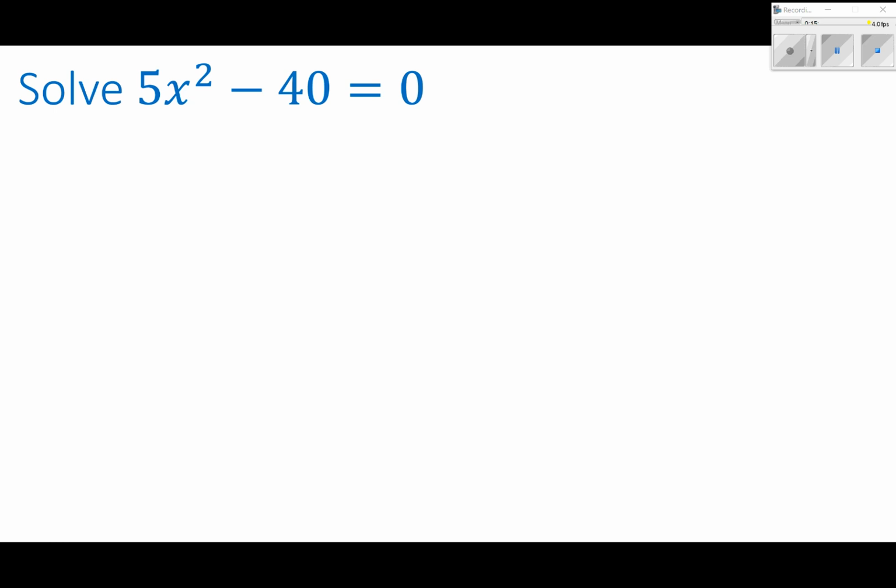Okay, last one. So solve this. So now tell me that value of x and make sure your final answer is in simplified form. Okay, so this would be 5x squared equals 40. So if we divide by 5, x squared would equal 8. So then x would equal plus minus root 8.